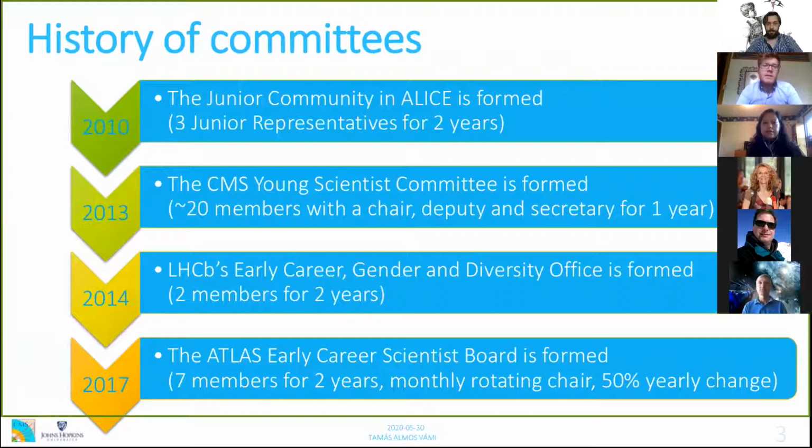And in 2014, ALICE's Early Career, Gender, and Diversity Office was formed. They have 2 members, which is usually 1 male and 1 female, and their mandate is for 2 years. And finally, in 2017, ATLAS's Early Career Scientist Board was formed. They have 7 members. They have this membership for 2 years, and their chair is monthly rotating, and they also replace half of their members every year, so they have a continuous change of people.